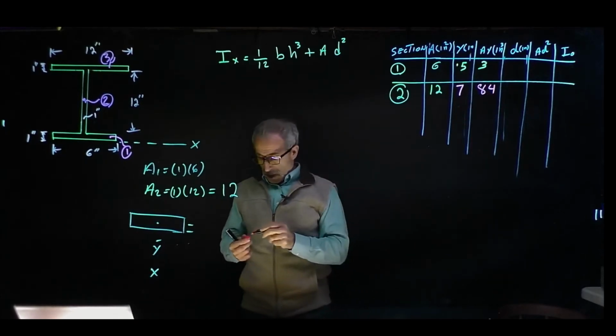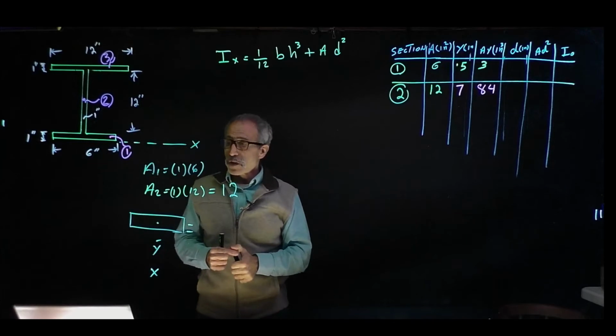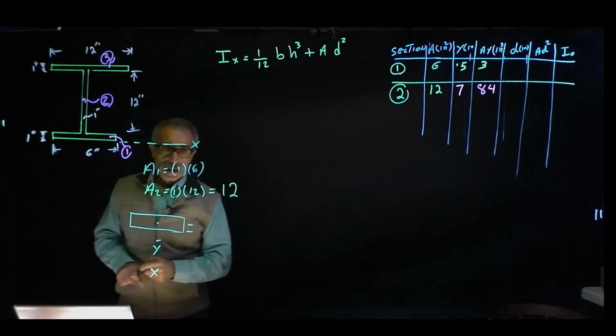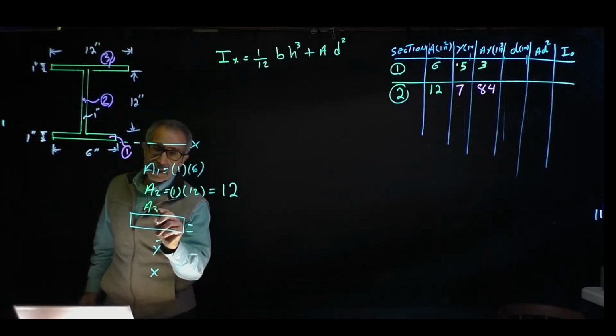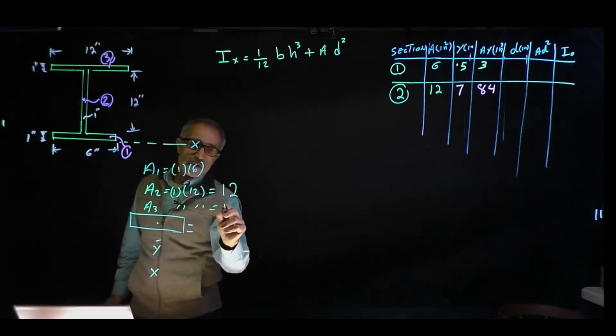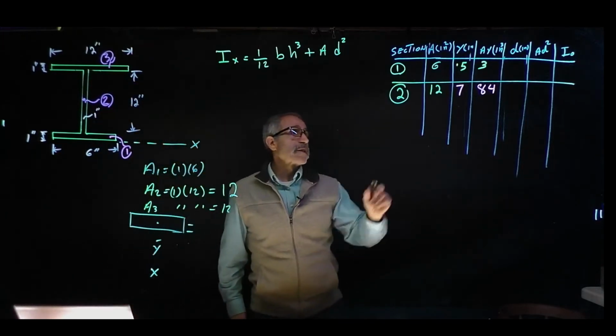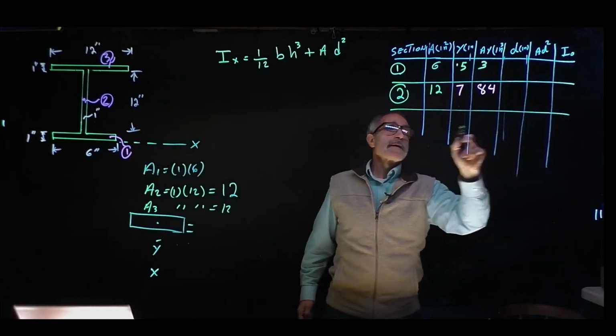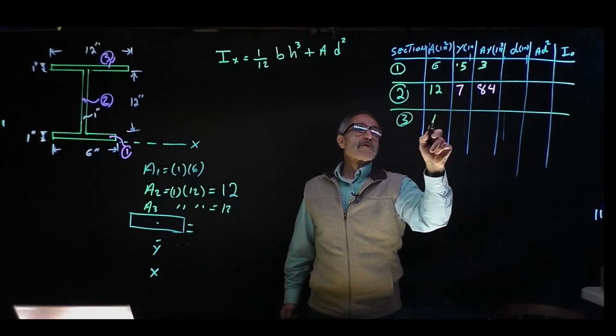Great. So now we have that, and we're going to go to shape number 3. Shape number 3 is basically 12 times 1, same thing. It's going to be 12 inches square. And I'm going to say, all right, shape number 3, 12 inches.